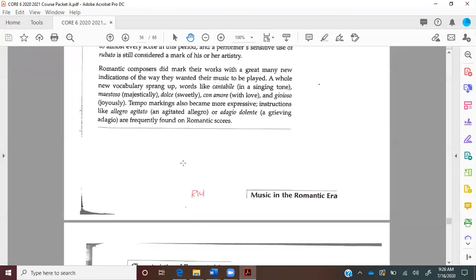Romantic composers did mark their works with many great new indications of the way they wanted their music to be played. A whole new vocabulary sprang up, words like cantabile, in a singing tone, maestoso, dolce, con amore, gioioso. Tempo markings also became more expressive. Instructions like allegro agitato or adagio dolente, a grieving adagio, are frequently found on romantic scores.